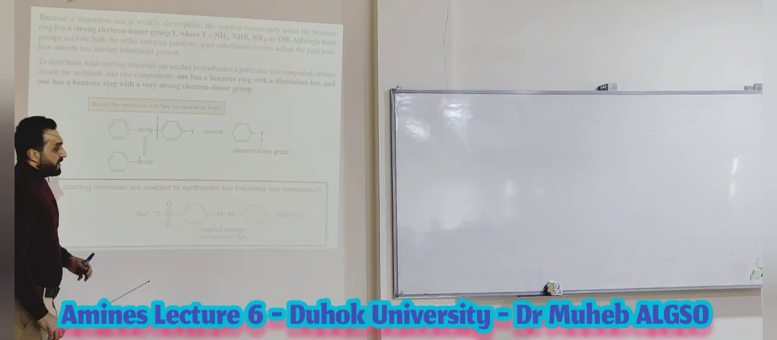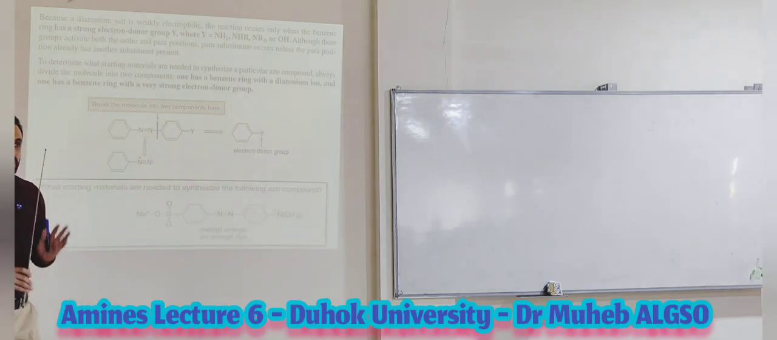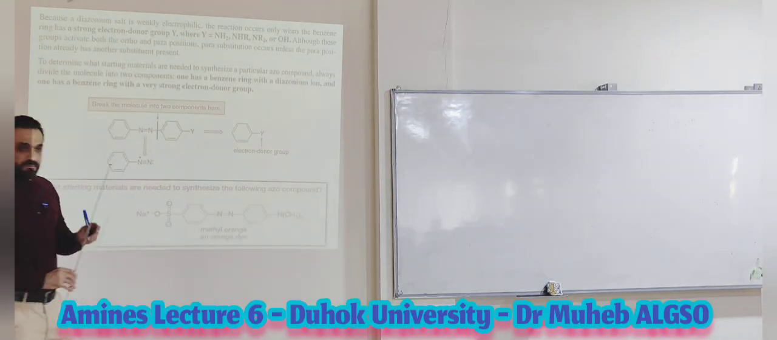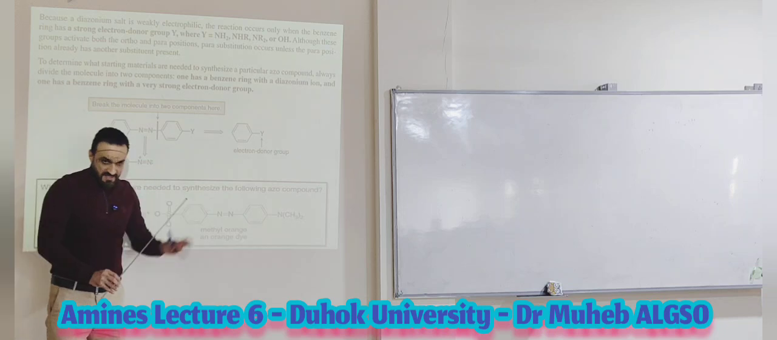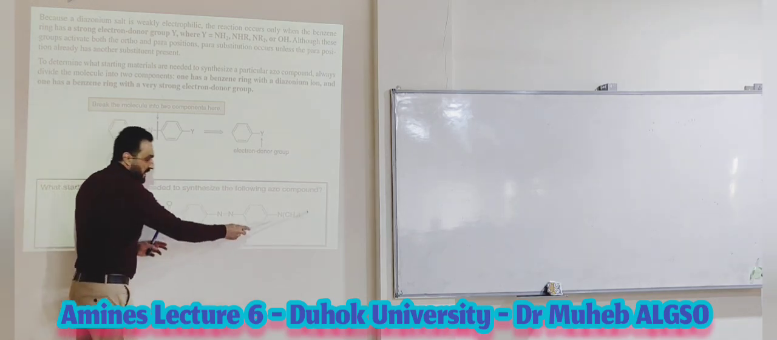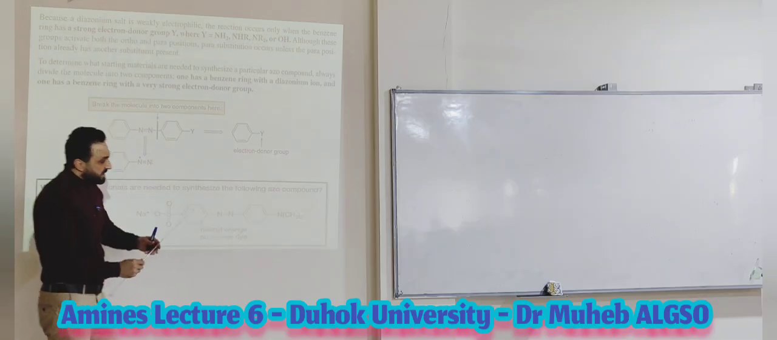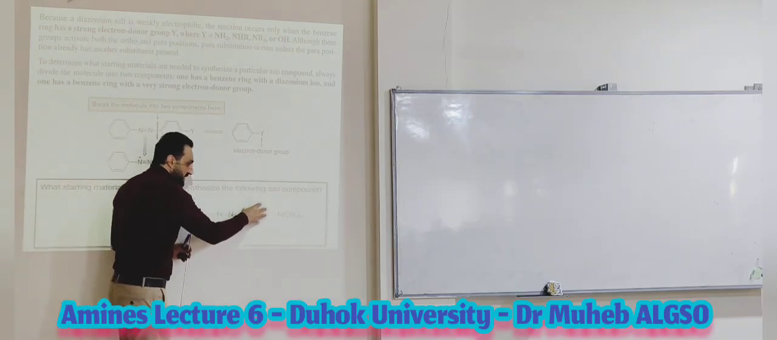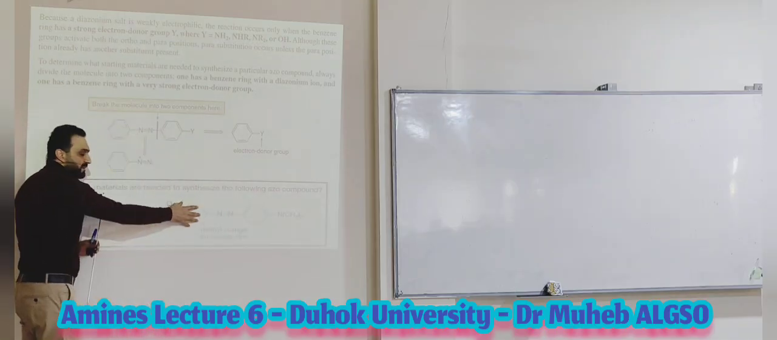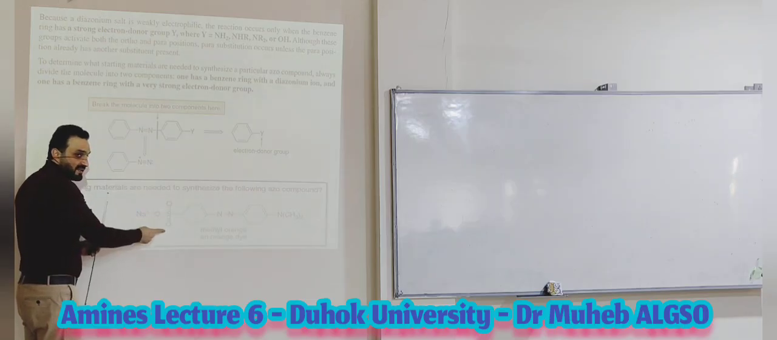So look to me. We always say the diazonium salt will couple with an activated benzene ring. So this group is what? Donating, activating the benzene ring. This benzene ring is activated. Okay. Look at the other benzene ring. This group is what?